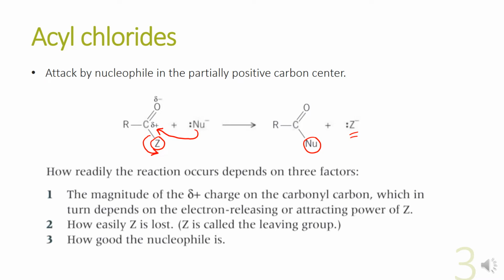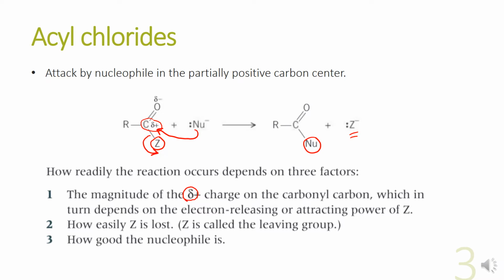And how readily the reaction will go depends on three factors. The first one is the magnitude of the partially positive charge on the carbon center here. The more positive it is, the easier it is to be attacked by the negative nucleophile. And what will affect the magnitude of the partially positive charge on the carbon atom?